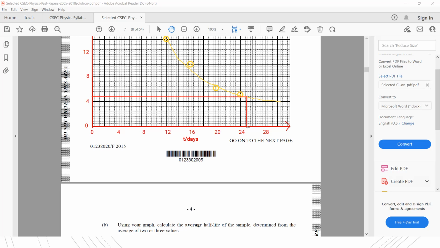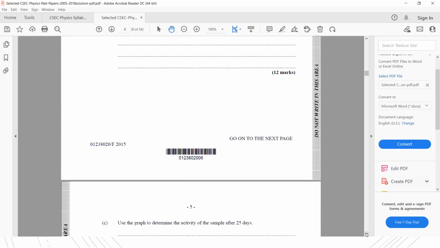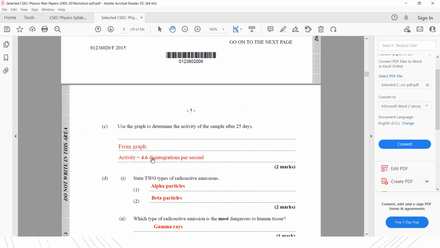All right, so we're looking at 25 days. After 25 days, disintegrations per second will be about, so this is 4, here would be 6, right? So that means this is about 5 or very close to 5. The question was also done physically, so I would have known that answer there. So the answer is based on the physically done graph. So 4.6, very close to 5. Right? 4.6 disintegrations per second.